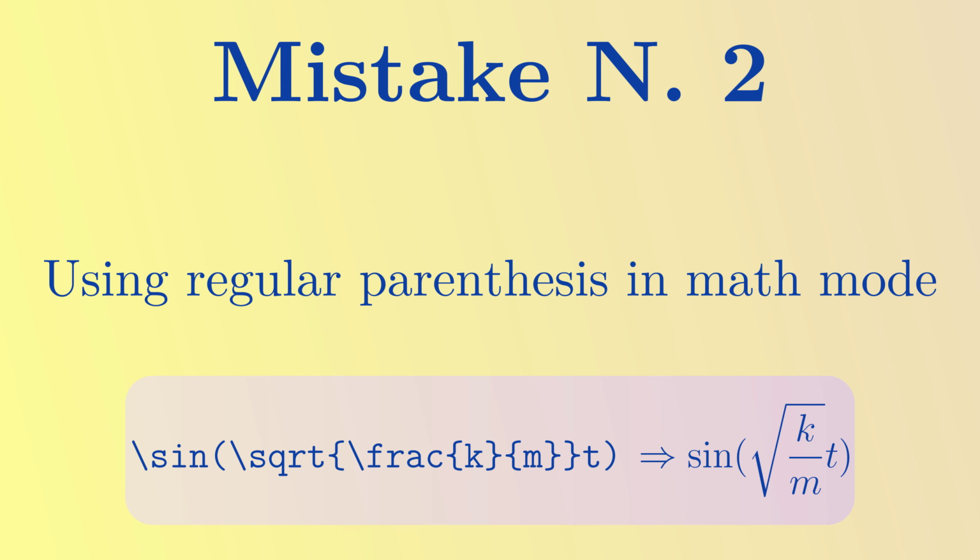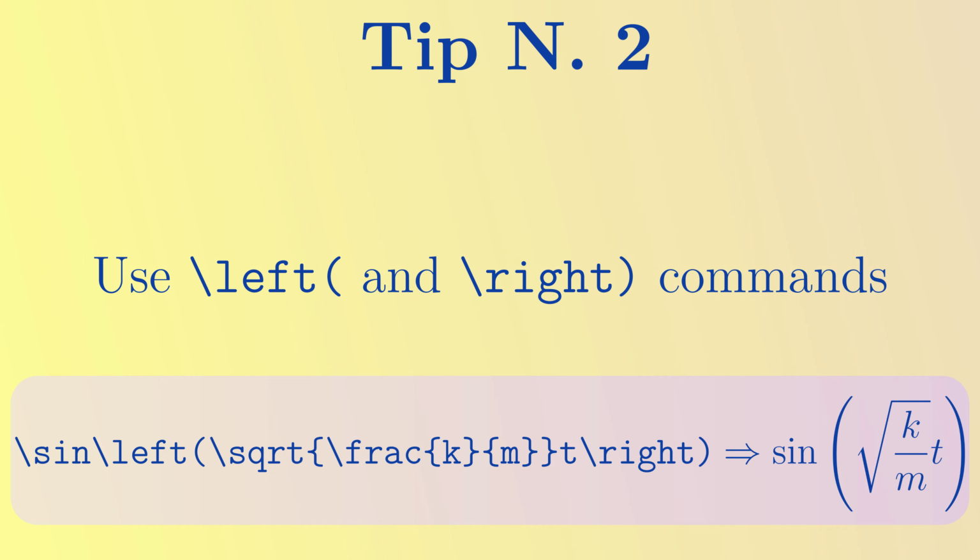By default, LaTeX does not automatically adjust their size to match taller elements like fractions, roots, or large sums. The solution is simple. Whenever an expression inside parentheses contains tall elements such as square roots, fractions, or integrals, you should use the left and right commands. This ensures that LaTeX automatically scales the parentheses to the correct height, perfectly matching the content inside. It's a small detail, but it makes your equations look balanced, intentional, and professionally typeset.